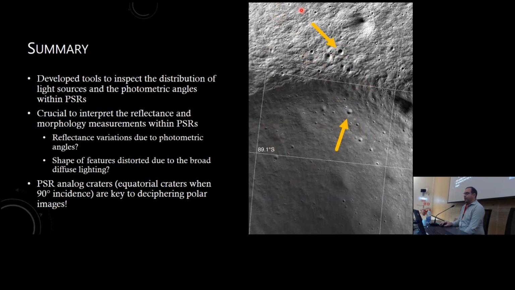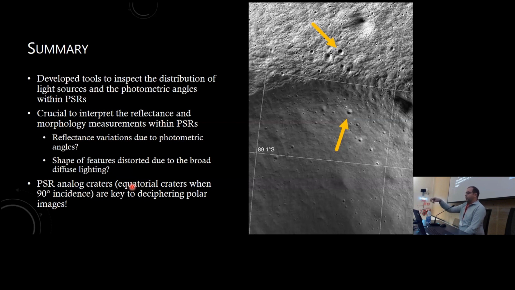This is a really great image that Mark presented yesterday showing two craters in the same shadowed area, but just depending on the lighting geometry, you can see that one looks like it's illuminated from the upper left, while the other one looks like it's being illuminated from the lower left. All these observations together are going to help us really unravel what the reflectance properties are and help us interpret the surface.